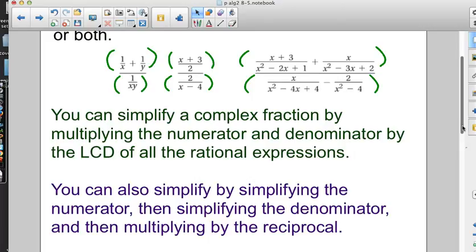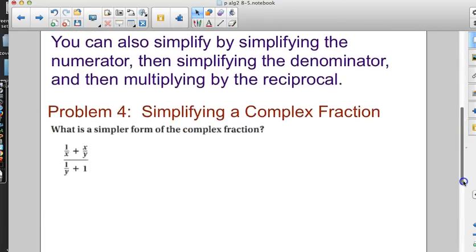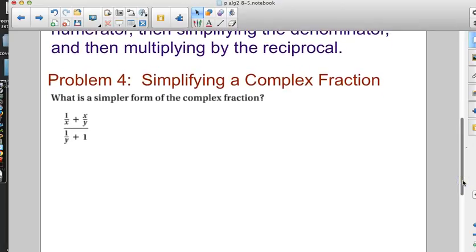So we can also simplify by simplifying the numerator, which is what we would do using the instincts that we have already in algebra, simplifying the denominator, and then multiplying by the reciprocal. So, look at this one. Simplifying a complex fraction. I always love the way they say that. Let's make this simpler. What is a simpler form of this complex fraction?